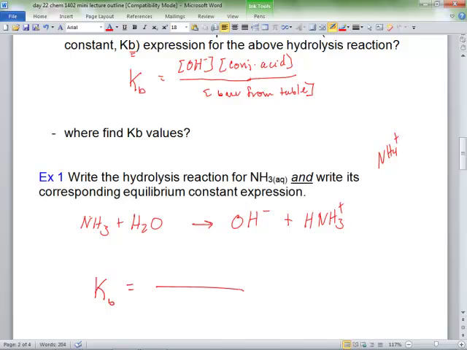So Brad, what'd you write there for the Kb expression? The concentration of your hydroxide. Yeah. Concentration of your NH4 all over the concentration of your NH3. Yeah. Exactly. Everybody agree? Okay.